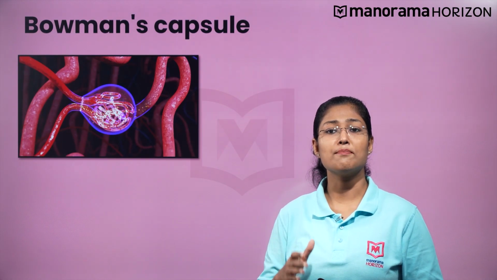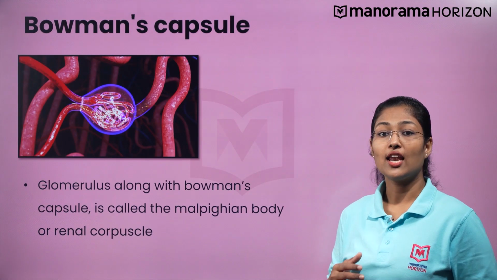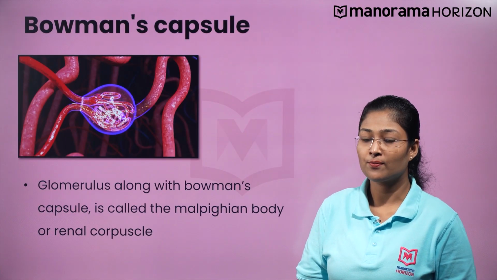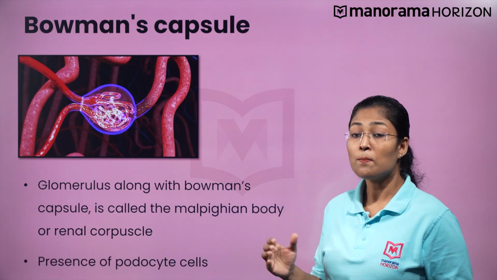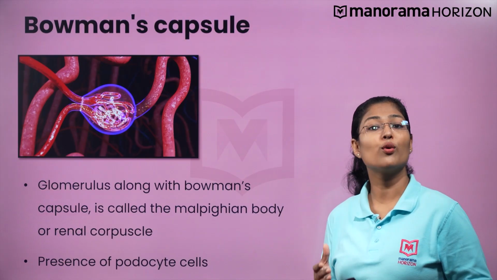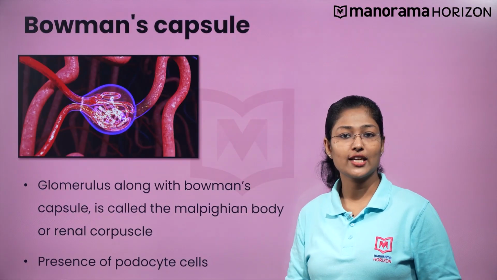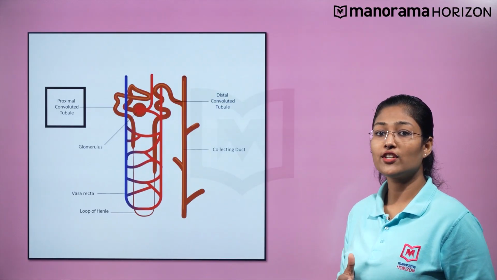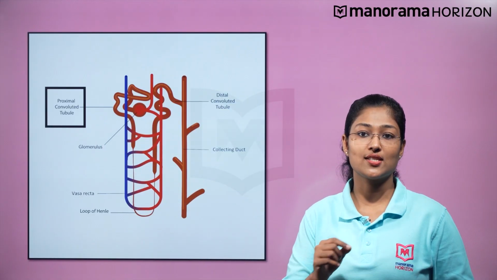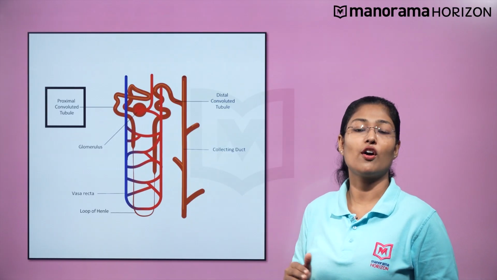Have you heard of the term Malpighian body or the renal corpuscle? The glomerulus along with Bowman's capsule is called the Malpighian body or the renal corpuscle. And this capsule has a podocyte layer of cells which makes the filtration process more effective. This structure is seen in the cortical region of the kidney. The next part of the nephron is the proximal convoluted tubule or the PCT. It is a highly coiled region seen in the cortical region of the kidney.